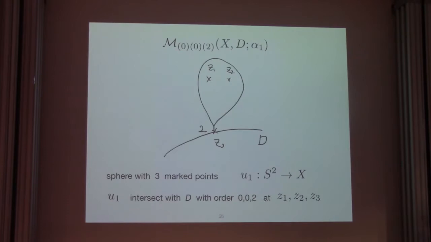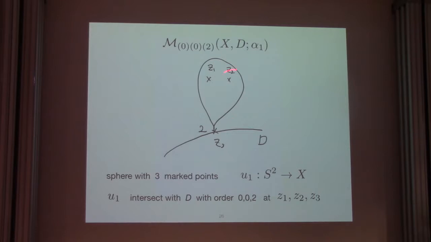Let me explain each of them. So this 0, 0, 2 means that this has intersection number 0 with D, and this is also intersection number 0 with D. And the third one intersects D by multiplicity 2. So this is 0, 0, 2. And you have alpha 1. So this is a moduli space of S2, which intersects with D 0, 0, 2. So that is this moduli space.